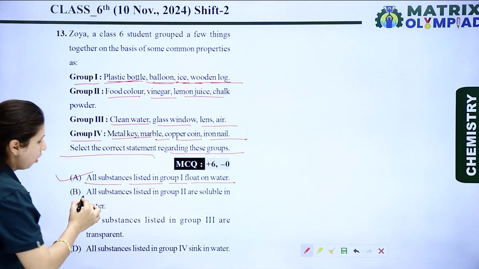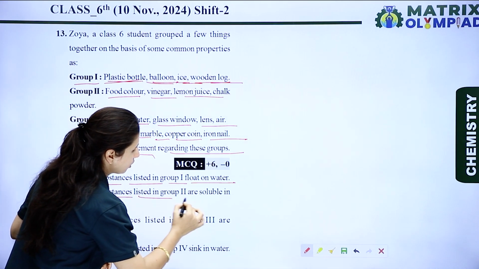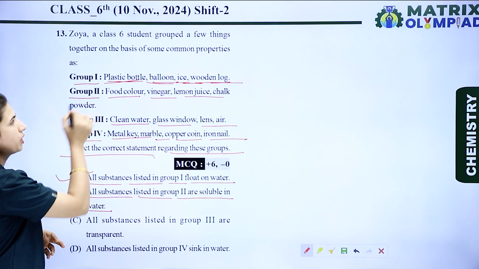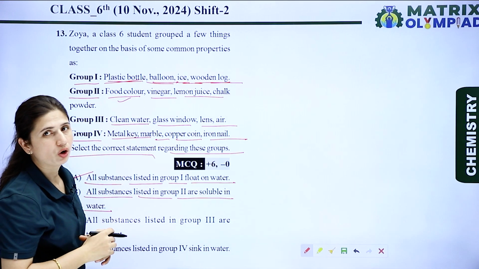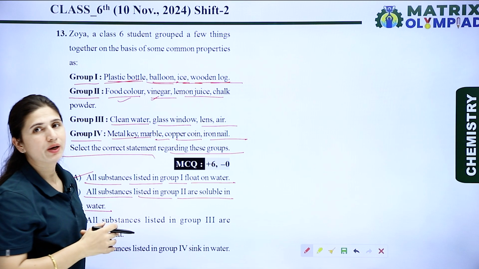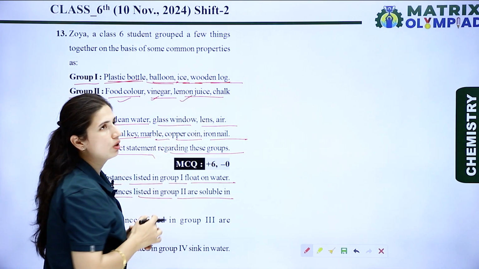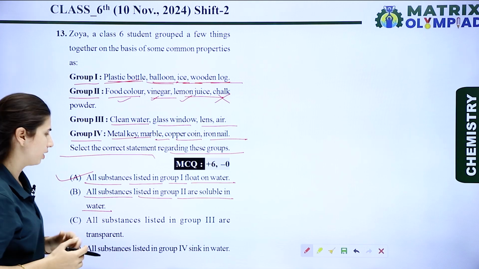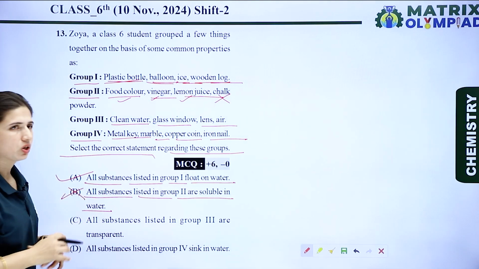Next is all substances listed in group second are soluble in water. If we're talking about group second, food color is soluble in water, vinegar is soluble in water, lemon juice is soluble in water, but chalk powder is not soluble in water. So B is the wrong statement.